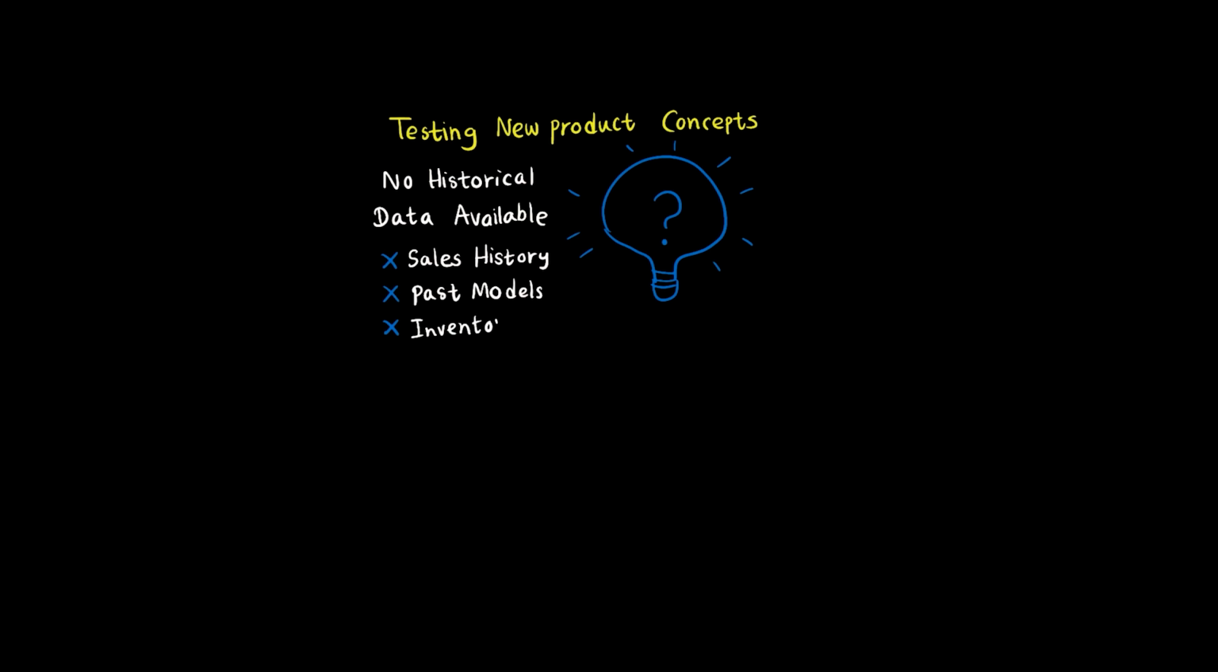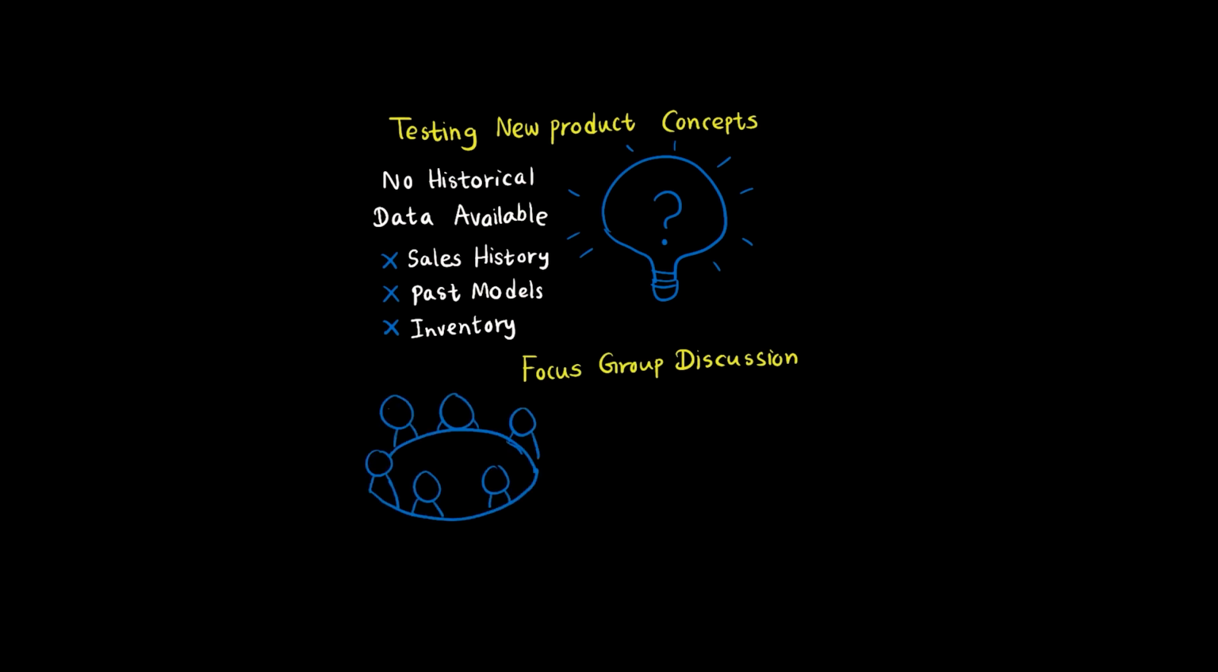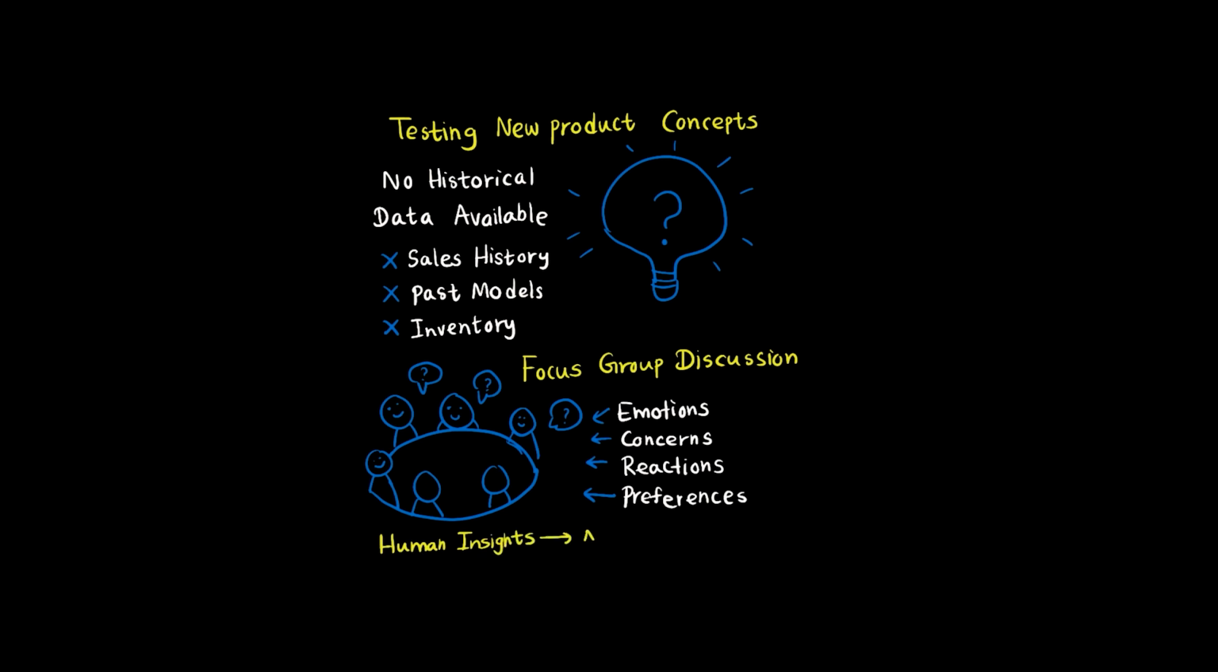Inventory calculations are premature. But focus groups, they let you put your concept in front of real people and observe their genuine reactions. You can ask open-ended questions. What problems would this solve for you? How much would you pay? These discussions reveal qualitative insights, the emotions, preferences, and concerns that no mathematical model could predict. It's exploratory research at its finest, gathering human reactions to gauge market potential before any numbers exist.